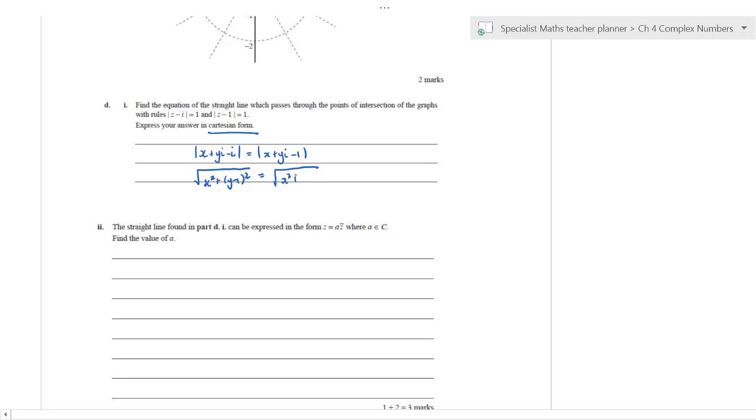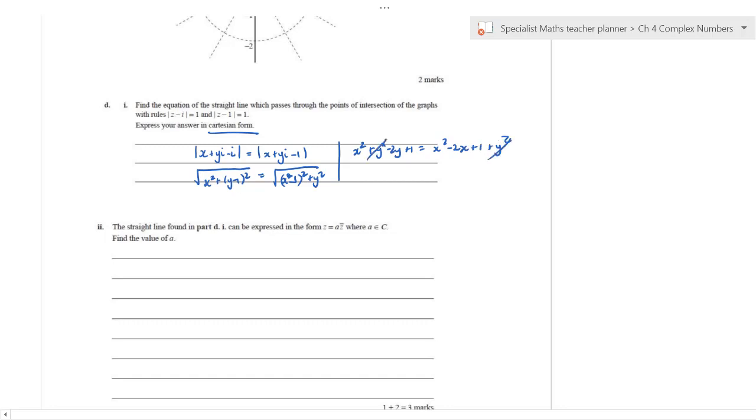x minus 1 squared plus y squared. Let's square both sides. What do we got? We've got x squared plus y squared minus 2y plus 1 is equal to x squared minus 2x plus 1 plus y squared.